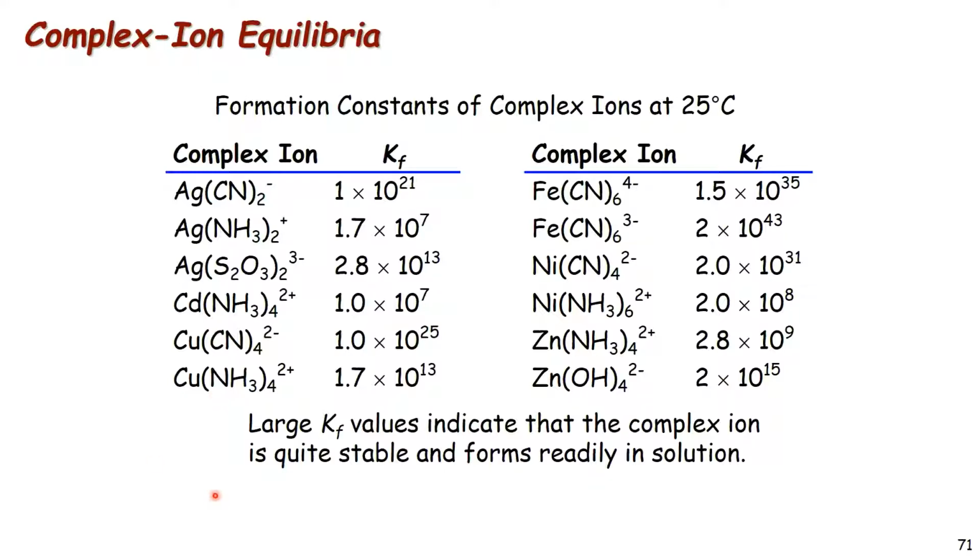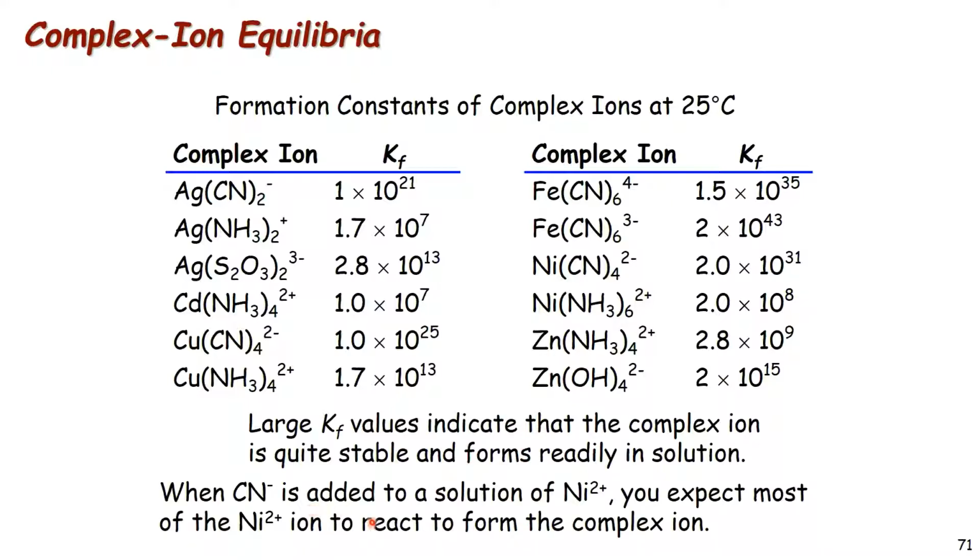So again, most metals will usually have the same number of ligands, but that's not always true. So here's an example with the nickel. It will only take up 4 cyanides, but it'll take up 6 ammonia molecules. So again, you don't need to memorize any of them. Just look it up in the table, okay?